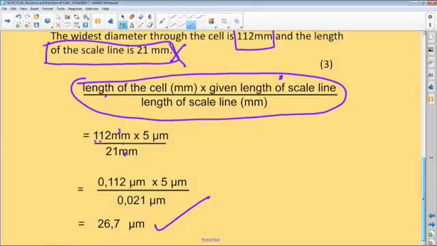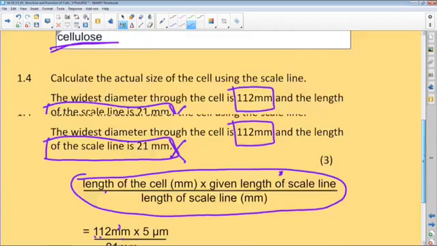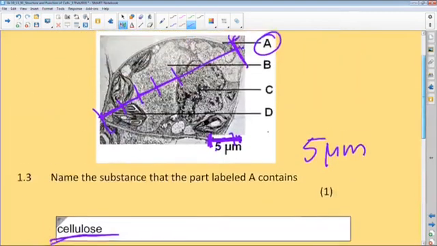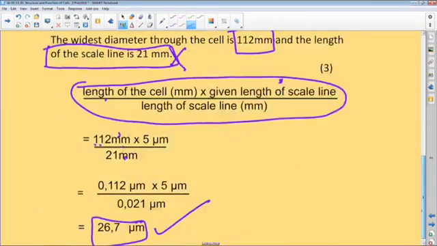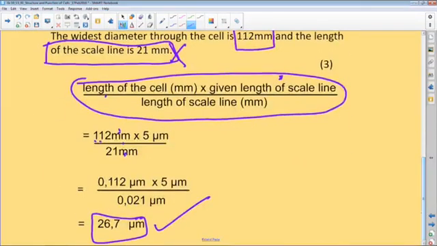Now understand, that means that this cell in real life that you're looking at is that size. That cell in real life is 26.7 micrometers. Right, how cool is that?